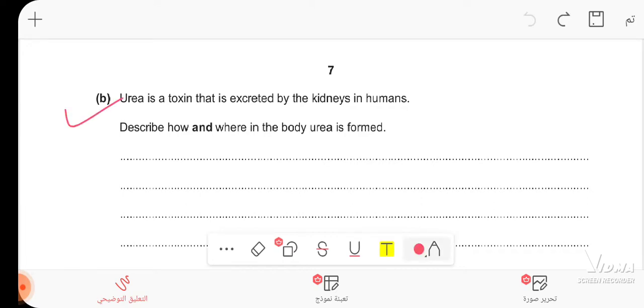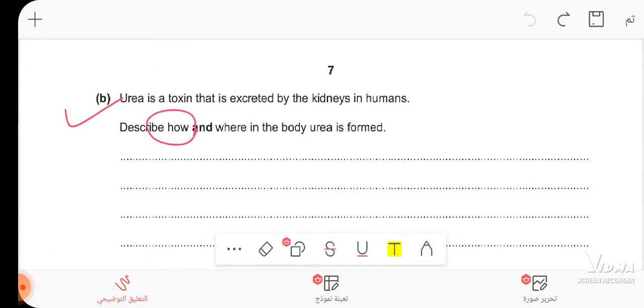Describe how and where the body urea is formed. If we remember our body during the digestion process, all amino acids are broken down in the stomach and the small intestine. Then they will move via the portal vein, okay, amino acids to what? To the liver.